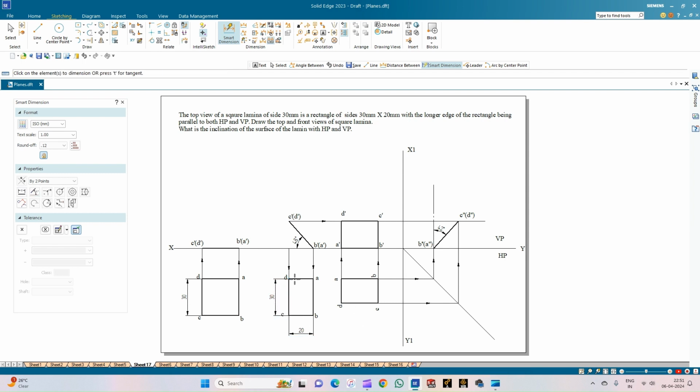So this is 30 cross 20, and here it is AB, which is parallel to HP, and AB, which is parallel to the VP. This is the corresponding top view, and this is the corresponding front view of the square lamina as per the given conditions. This is the angle of inclination with respect to the VP, and this is the angle of inclination with respect to the HP. The median line angle also must be shown. So this is equal to 45 degrees.